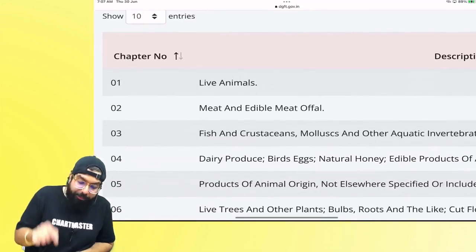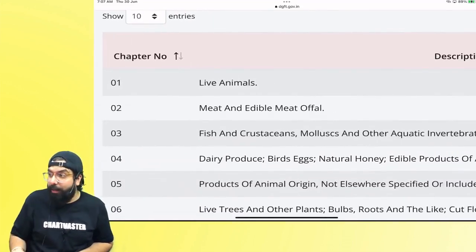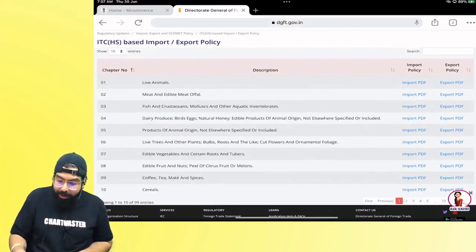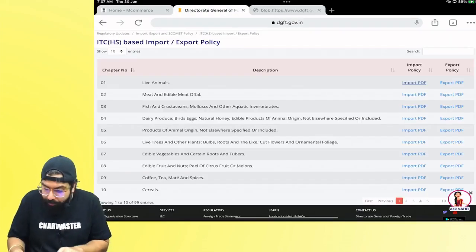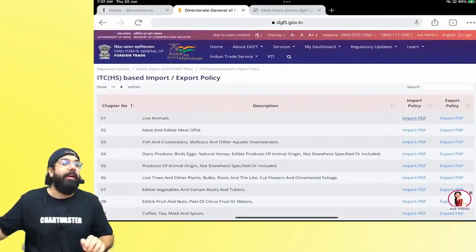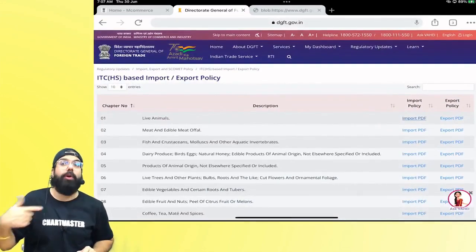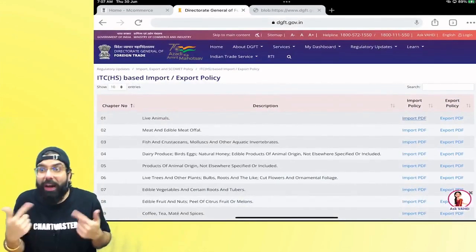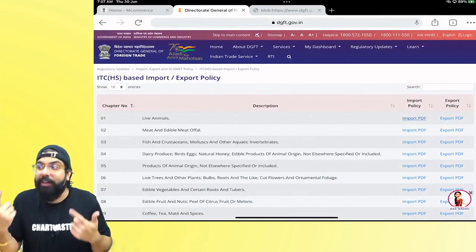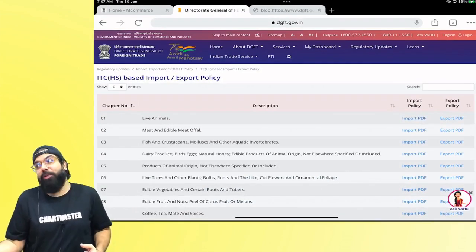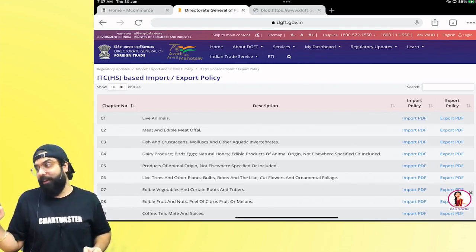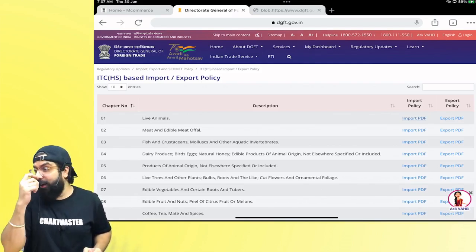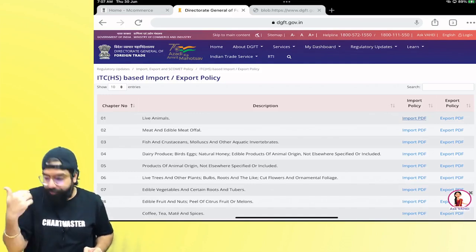Do you remember? The first chapter was live animal. Now, in live animal, sir, can I go ahead and import? Can you see import policy, export policy, both are being told? Whether this item can you import? Whether this item can you export? Who has told this import-export policy? Sir, DGFT and customs has to make sure that nobody gets that item if it is prohibited or restricted. For restricted, authorization is required.